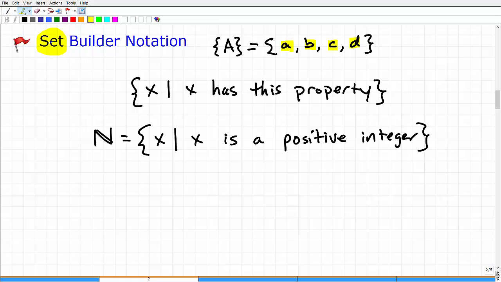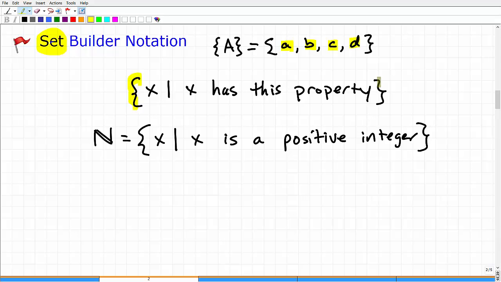Okay, so in this example, here is the set name. I'm going to call this set n. Actually, let me back up here. I'm kind of getting ahead of myself. All right, so set builder notation goes this way.